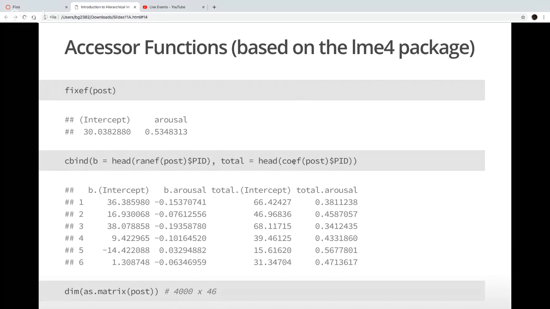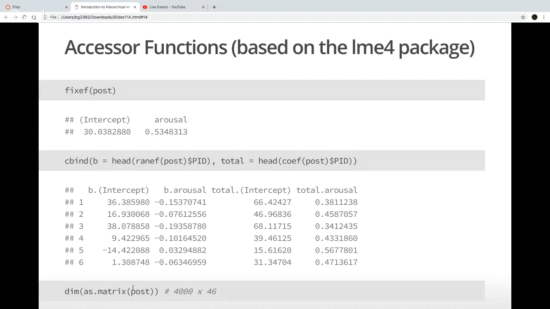And then if you call coef, it's the same way, but it takes the person level deviations and adds them to the overall intercept and slope, and as a consequence you get 66 and 0.38 here. So combining the overall intercept with the person specific deviation in the intercept, and the overall slope with the person specific deviation in the slope, to get the overall sensitivity to the experimental treatment in this case.